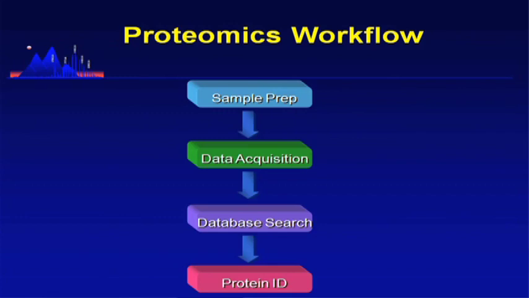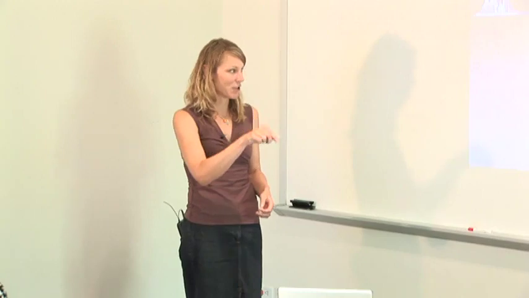Then you're going to acquire your data. So this is your mass spectrometry analysis. Then you're going to take your data and do some sort of database search and get a protein ID or other specific information. And there can be a lot of additional bioinformatics analysis that goes in after this point. But this is your basic workflow.